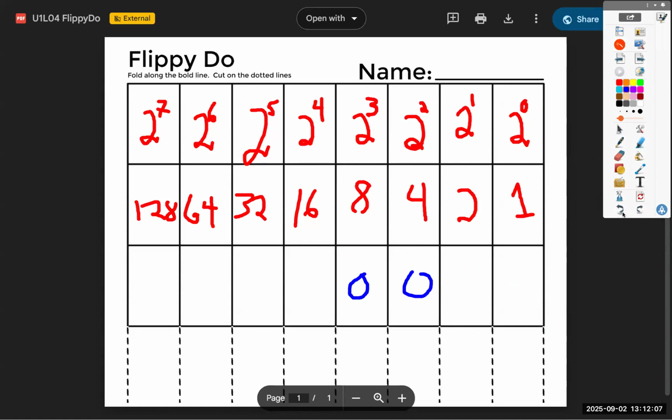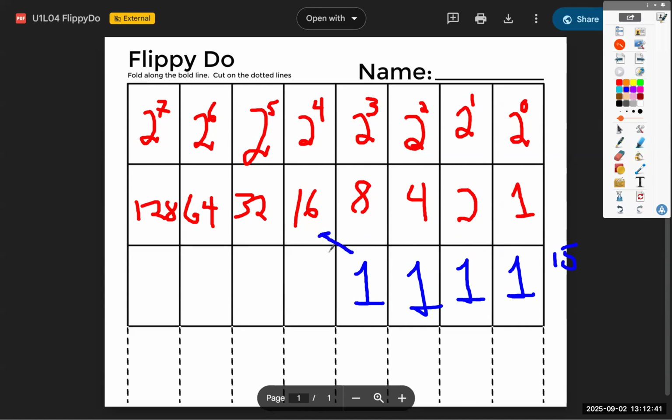What's the highest number you can make with 4 bits? The highest number you can make is all ones. What is the value of all ones? Well, it's 8 plus 4 plus 2 plus 1, which is 15. Okay, this is supposed to be the easy part. 8 plus 4 plus 2 plus 1 is 15.